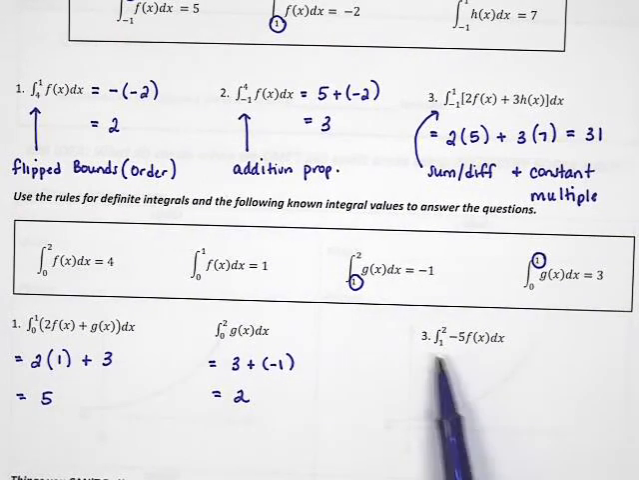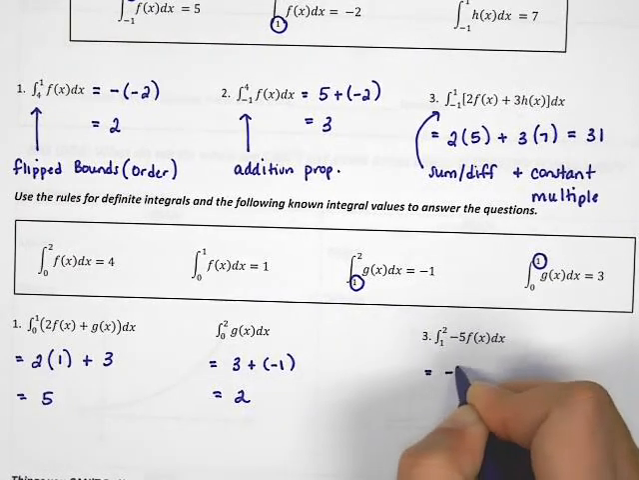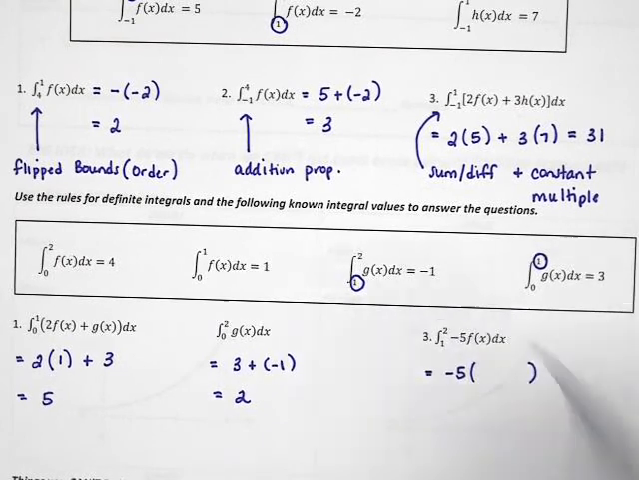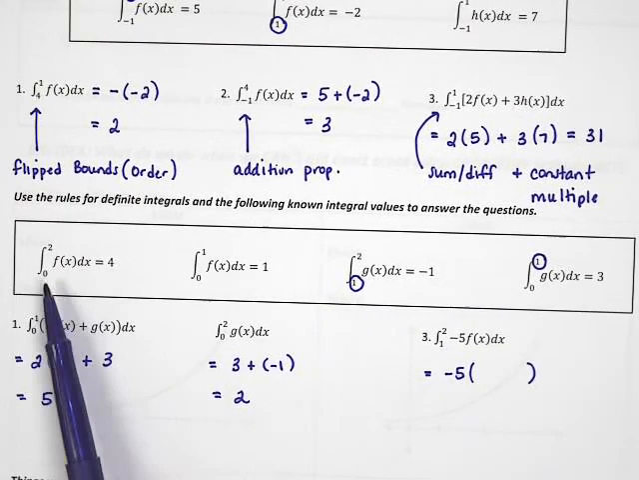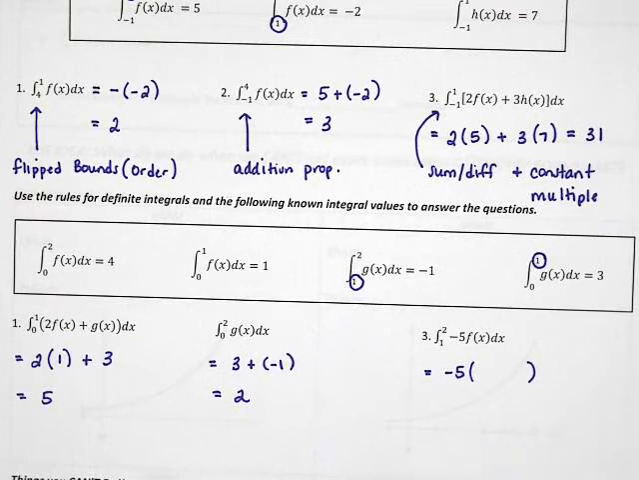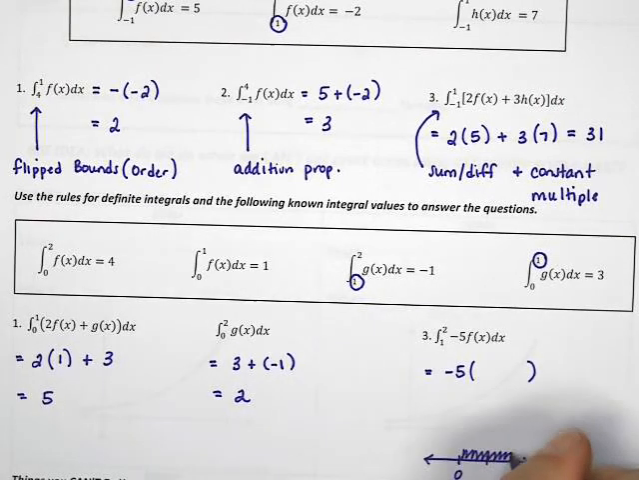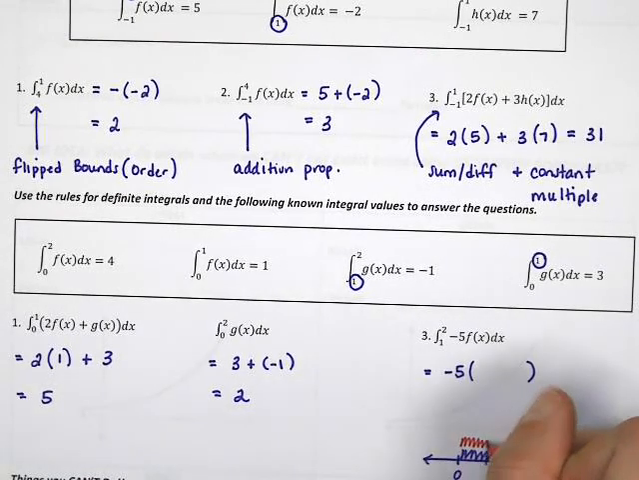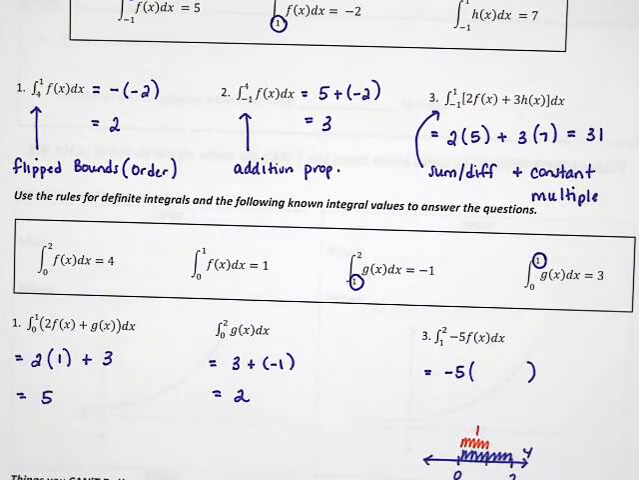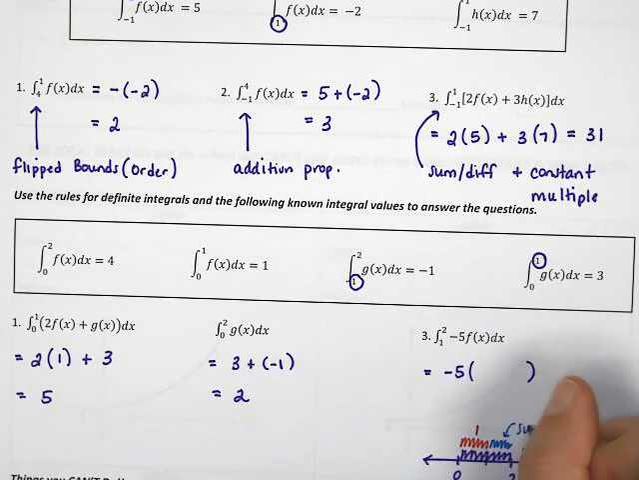Lastly, if I want to go from 1 to 2 of -5 f of x, well, what I really need to do here is -5 times whatever the integral is from 1 to 2. If I look at these properties, I know from 0 to 2 and I know from 0 to 1, but I don't know 1 to 2. If you think about this as being on a number line, I know what happens between 0 and 2, so I know this is 4. And I know what happens between 0 and 1. I know this is worth 1, which means if I want to know what happens between 1 and 2, I can subtract to get those.